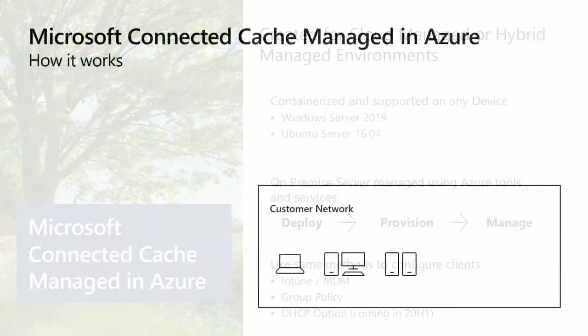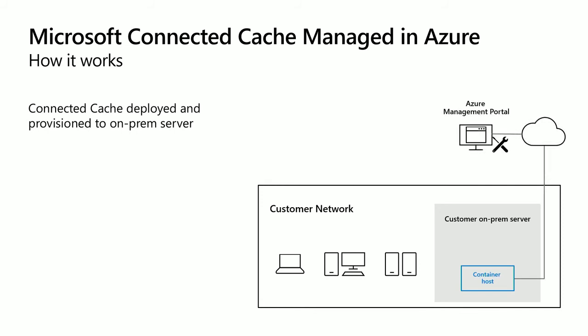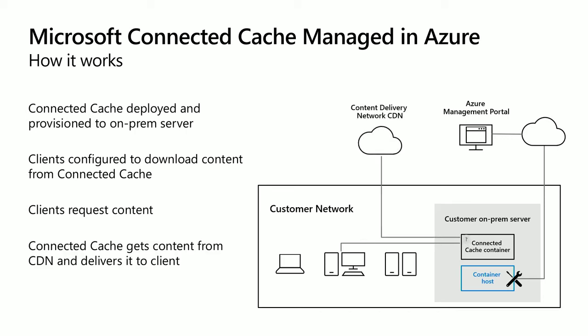So let's look a little bit at how it works. This should look very similar to the SCCM diagram. We have now your customer on-prem server with your container host. We have the Azure Management Portal, which then configures that container host, puts that new Linux Connected Cache container on there, requests that content, and sends it back to the client.